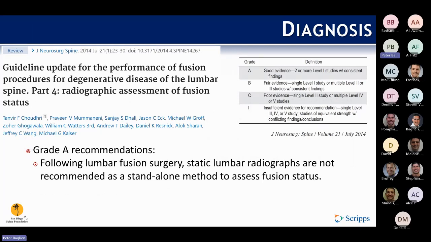So this paper series, rather, I should say, came out of the Journal of Neurosurgery: Spine, and it was looking at grades of recommendation for fusion procedures.